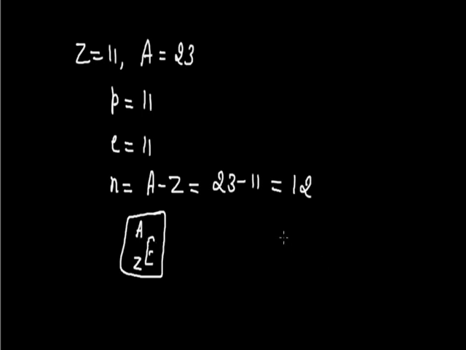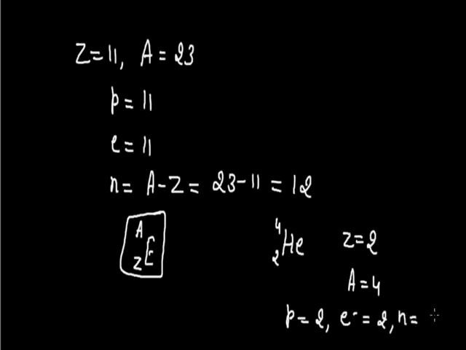Such as, the symbol of helium is He, and if the value at the left hand side as the subscript is written as 2, and as the superscript the value is given as 4, then by reading these values we can know that the atomic number for this atom is 2 and the mass number for this atom is 4. And by knowing these two values, we can write that it contains a total of 2 protons, 2 electrons, and the number of neutrons is 4 minus 2, that is again 2. So that is how we can calculate the protons, electrons and neutrons.